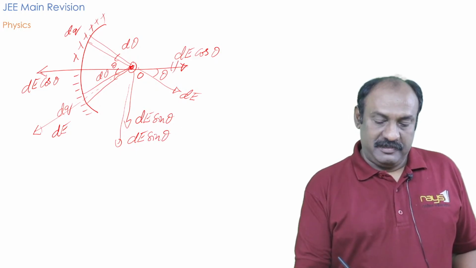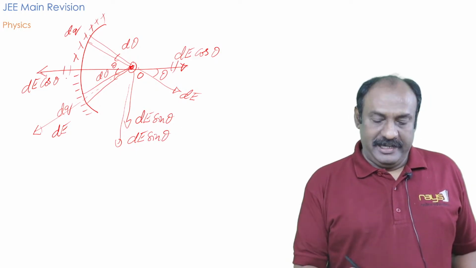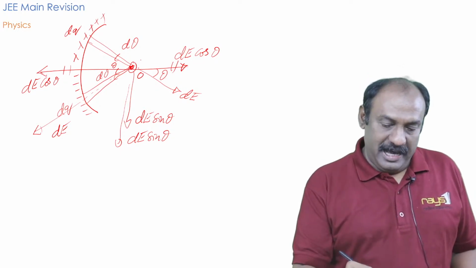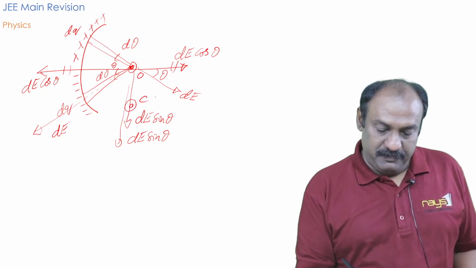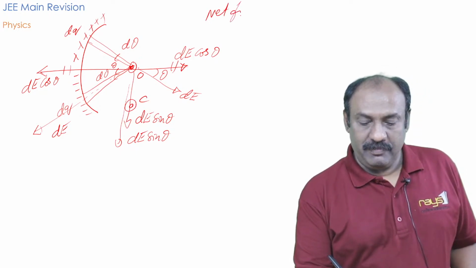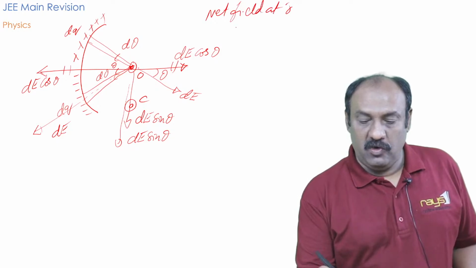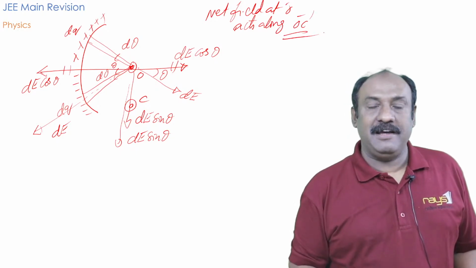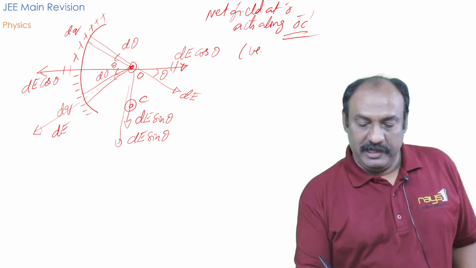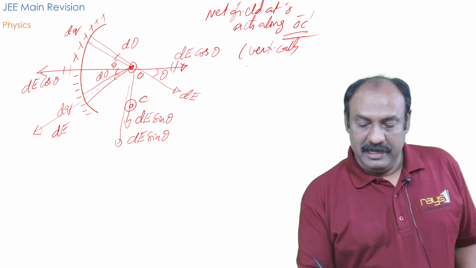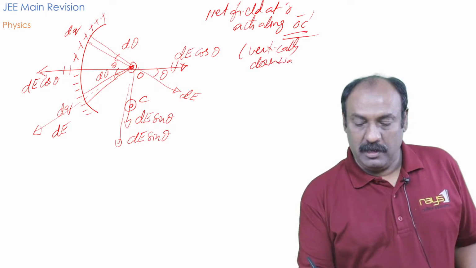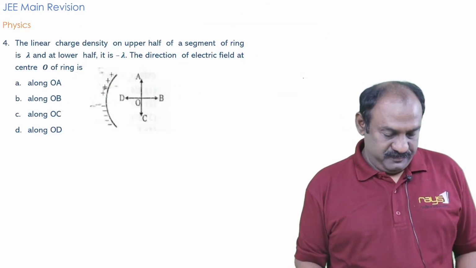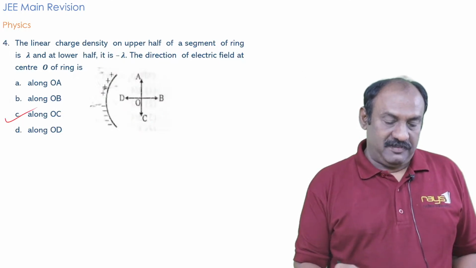So this dE cos theta gets cancelled. So the net electric field at point O, that is at the center of the ring, is in the vertically downward direction along OC, as represented in the diagram. So the net field at point O acts along OC only, that is along the vertically downward direction according to the given data. See the options here. So along OC is the answer for question number 4.